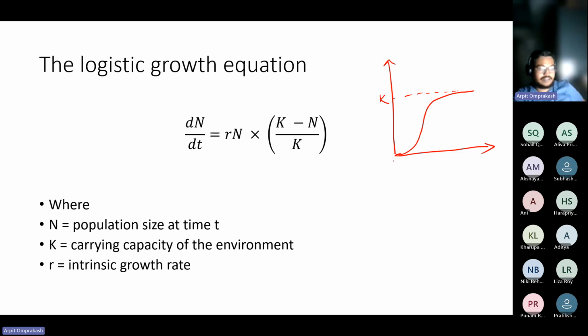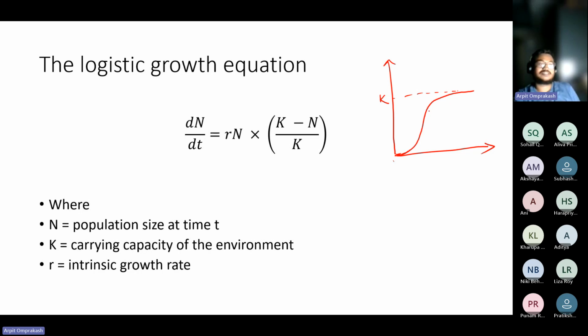So initially you have a lag phase where the population is not increasing that much, because there are not a lot of individuals. When there are enough individuals, after some tipping or critical point, there's a log phase where there's exponential growth.